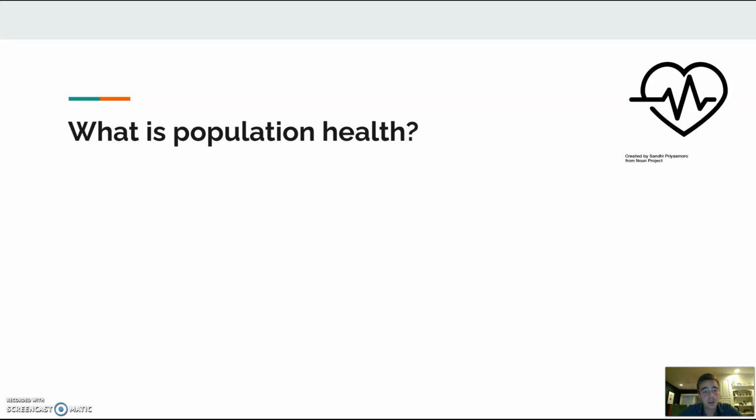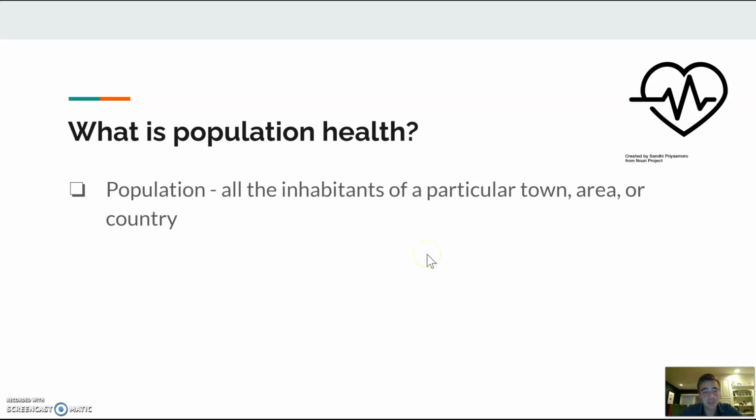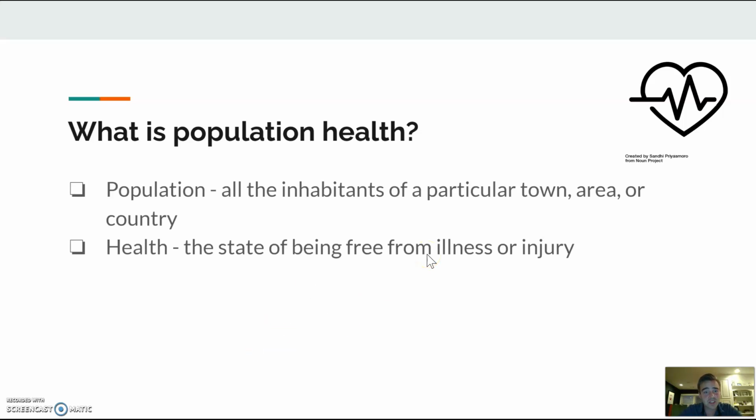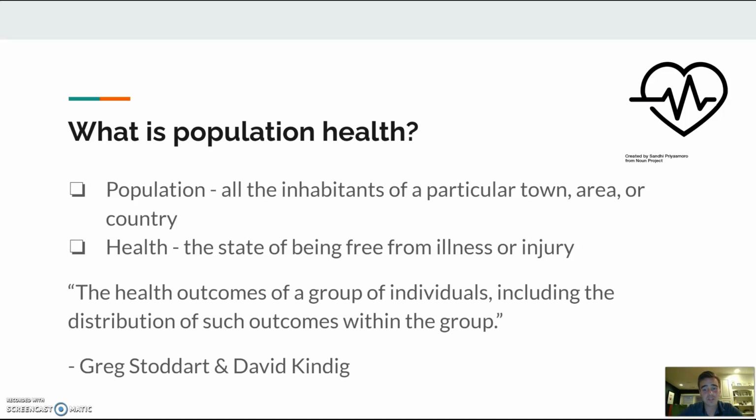So when I look at that, I look at a very simple example here of just breaking out the word population health into its two separate definitions. So population, all the inhabitants of a specific area, and then health, just the state of being free from illness or injury. So when we look at that combination, that is what helps come up with this definition that was developed by Greg Stoddart and David Kindig, which will be two individuals that you'll read more about in our readings for this week. But these are two pioneers and leaders in the population health area.